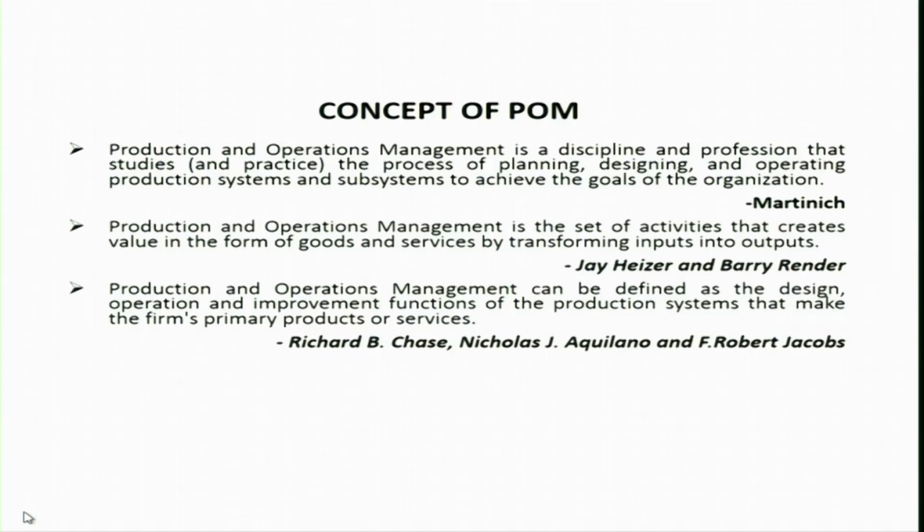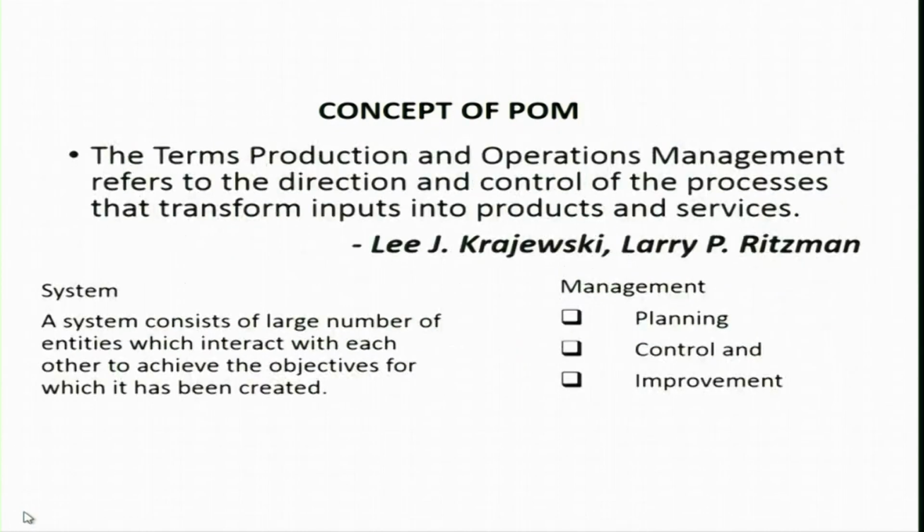So, we see that in these definitions, the important key points which are coming are some kind of inputs, some kind of output, and then a conversion process. See another definition given by Chase and Ritzman: the term production and operations management refers to the direction and control. This direction and control reflects the management aspects of production and operations management, direction and control of the processes that transform inputs into products and services.